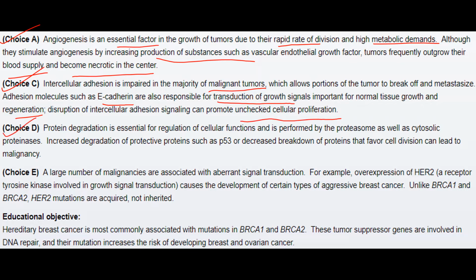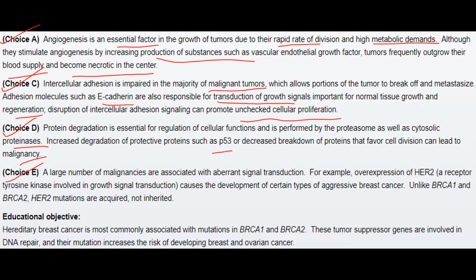And in choice D, protein degradation is essential for regulation of cellular functions and is performed by the proteasome as well as cytosolic proteases. Increased degradation of protective proteins such as p53, or decreased breakdown of proteins that favor cell division, can lead to malignancy.